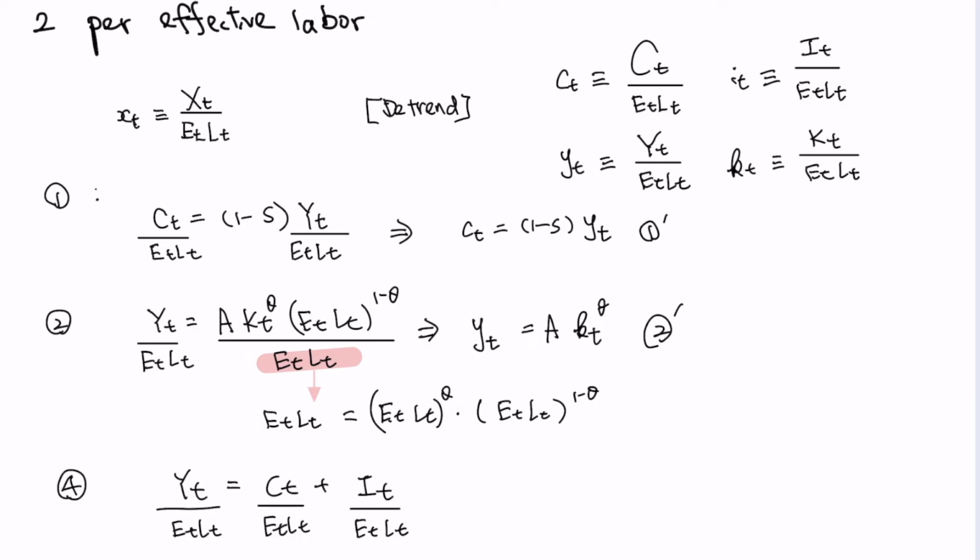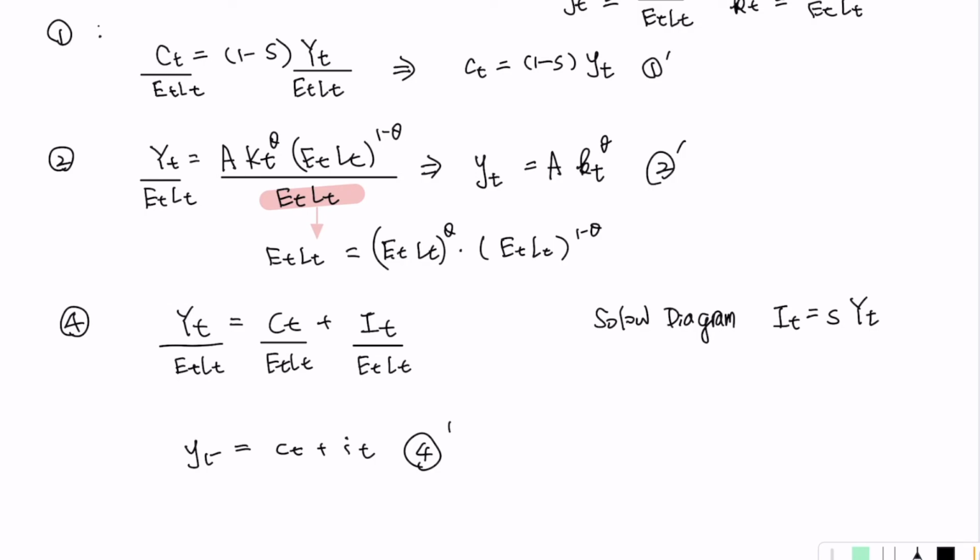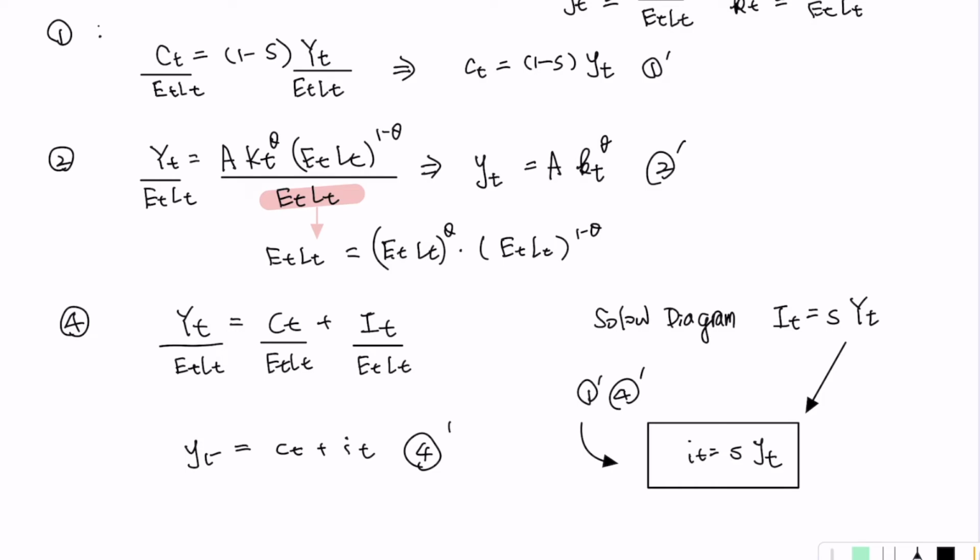Now let's take a look at the fourth equation. Again, we divide both sides of the equation by ET-LT. Then we can convert the equilibrium condition into the lowercase yt equals ct plus it. So then we know when we want to draw the Solow diagram, we can combine the first and the fourth equation together. We are going to have it equal s multiplied by yt. Of course, we can either combine the first with the fourth, or we can just simply determine this equation, and then we are going to have the lowercase it equal s lowercase yt.